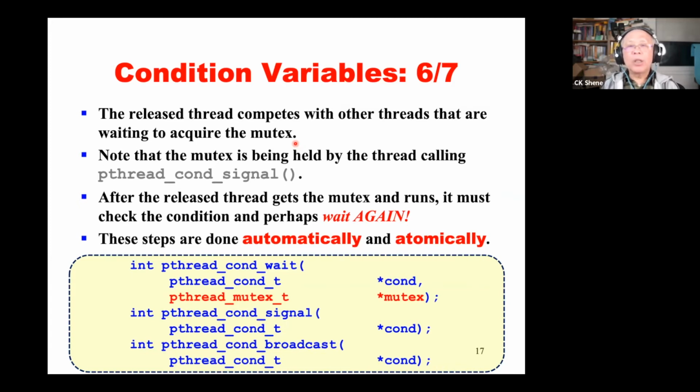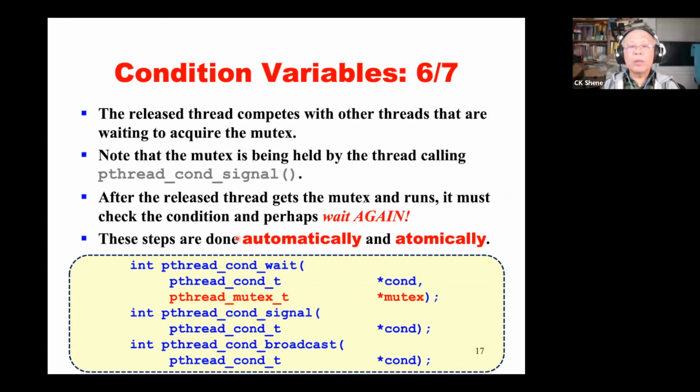Thread Y could change the value of sum back to 0. So when next time the mutex is open, thread A gets back. What's the problem? The condition thread A was waiting for, that is sum being non-zero, is no longer there. So this is what I mean. After the release, the thread gets the mutex back and runs, it must check the condition and perhaps wait again.